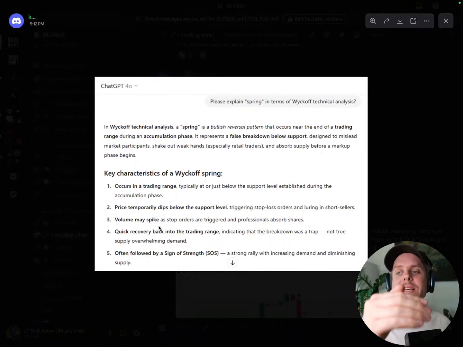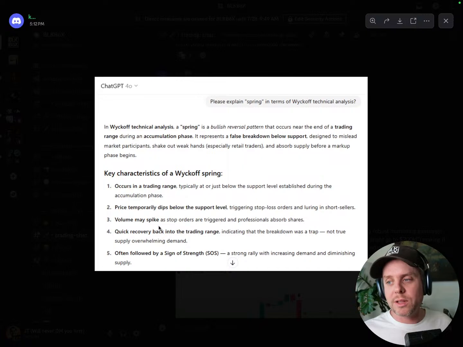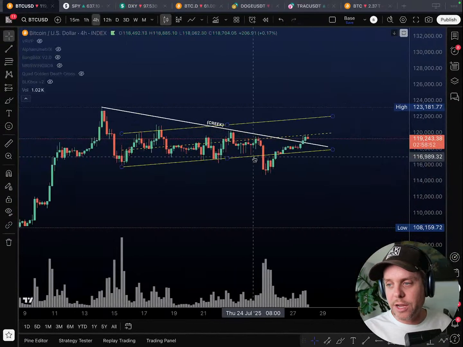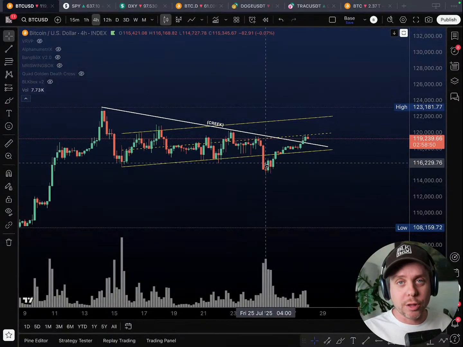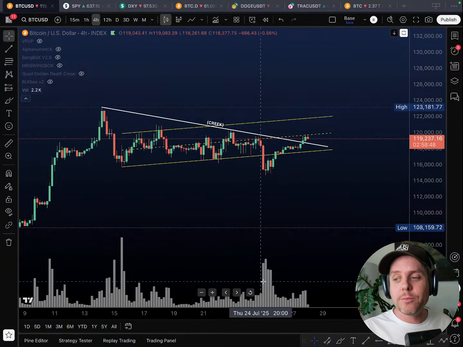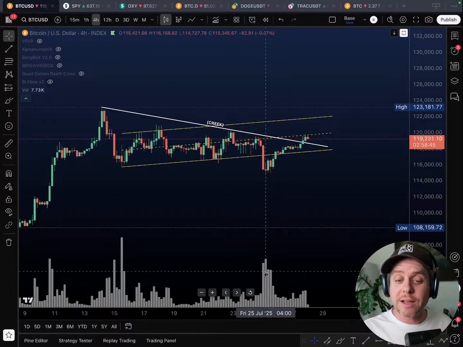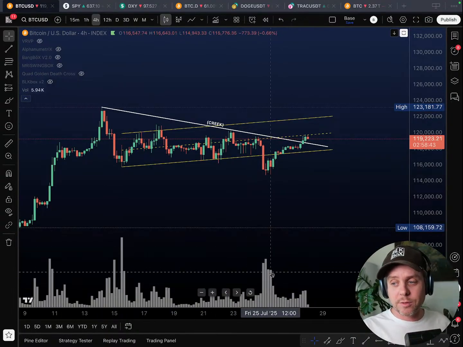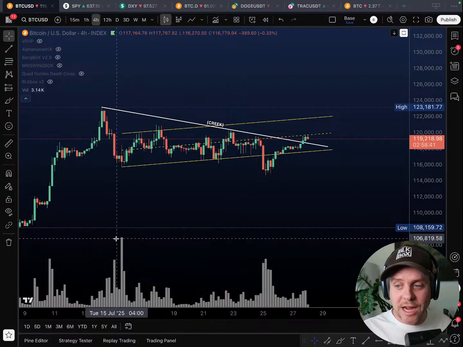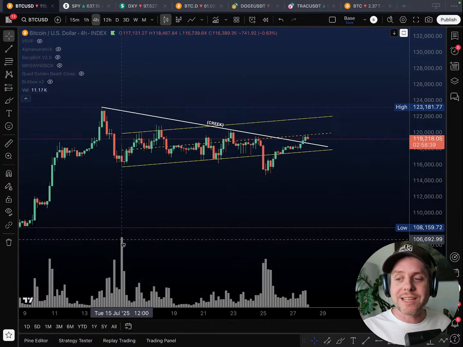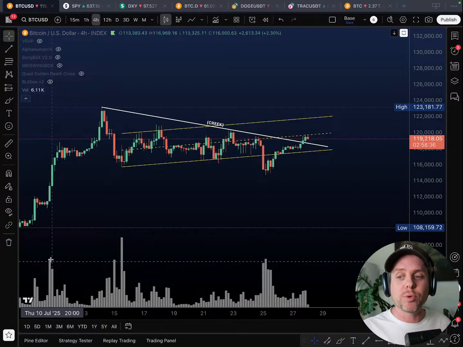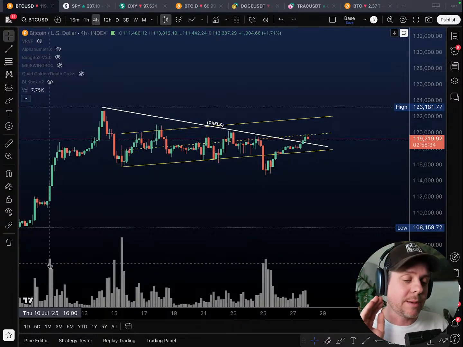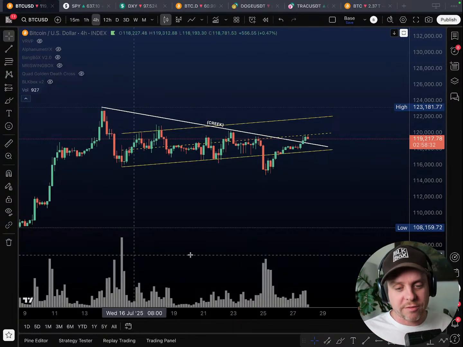Price temporarily dips below the support level, triggering stop loss orders and luring in short sellers. Volume may spike. So if we take a look over here, it broke below the support. The volume, we actually have a really good volume spike here. The last volume spike that was this large happened back here as a result of us hitting our seller's climax. Prior to that was the preliminary supply, but we're not going to get too into the weeds in the Wyckoff.